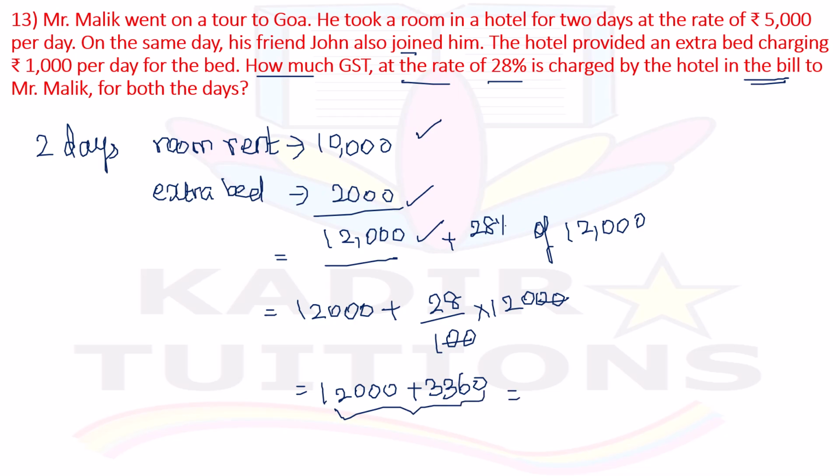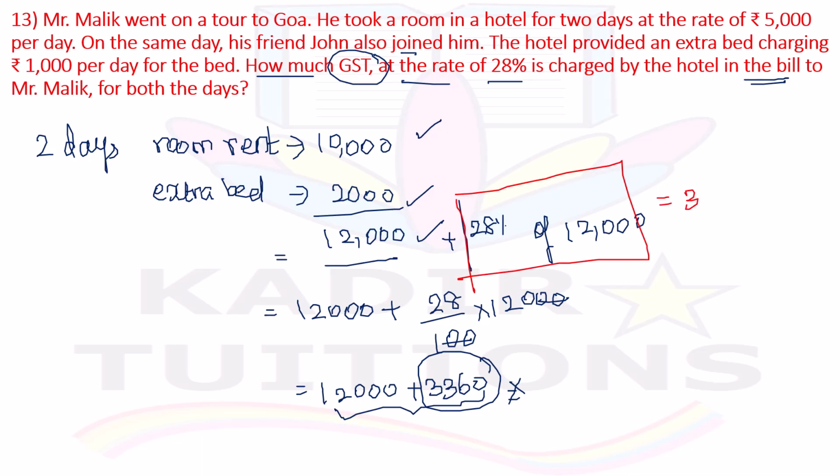If I add, I will get the total amount. But the question is only asking for the GST. They are not asking for the total amount. Only how much GST they are going to charge Mr. Malik. So no need to add actually. Only this GST amount is enough. So find only this part: 28 percentage of 12,000, which is going to be 3,360 rupees. So this is our answer. Thank you.